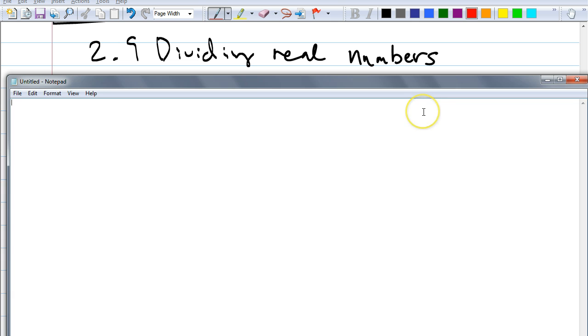Okay, here we go. Now the next section is 2.9. Dividing real numbers is our topic. Okay, dividing real numbers, 2.9.